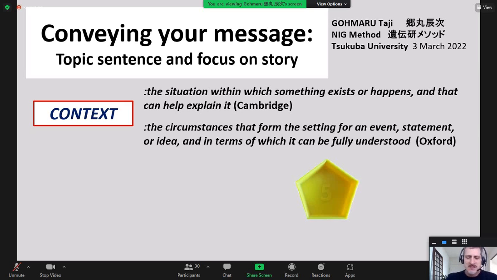And Oxford has a very similar definition, but slightly different words. The circumstances that form the setting for an event, statement, or idea, and in terms of which it can be fully understood. So context is necessary in order to achieve full comprehension.